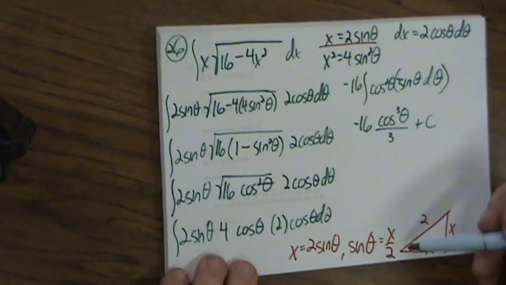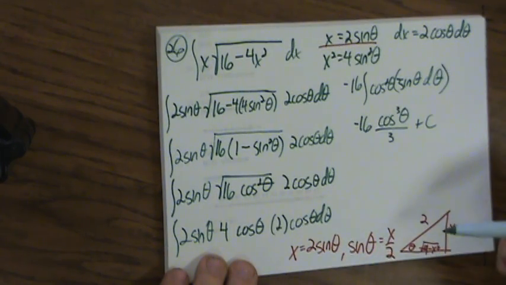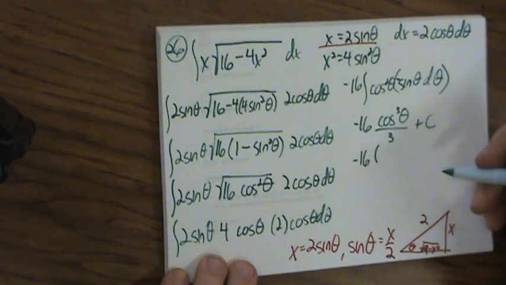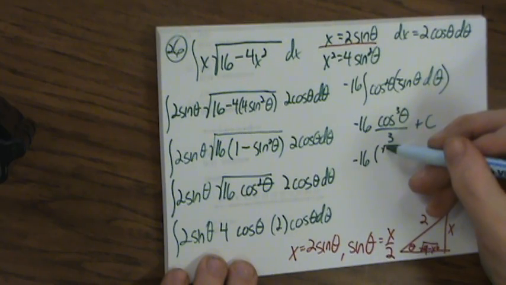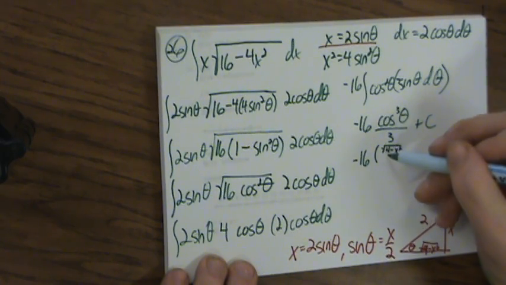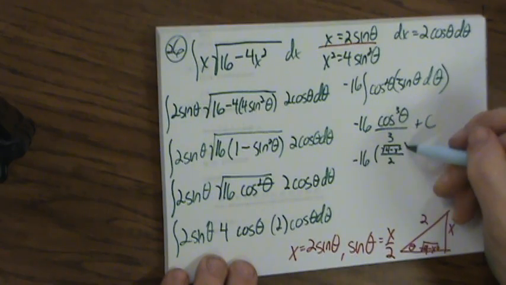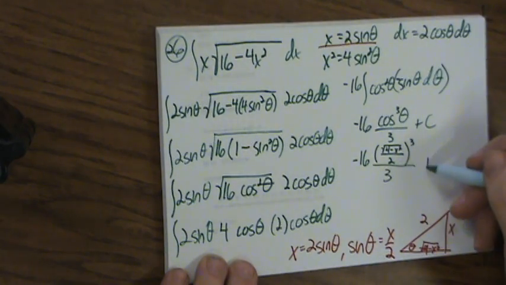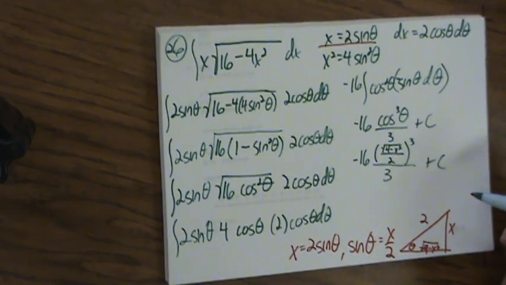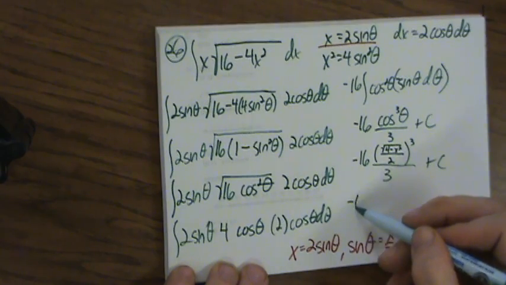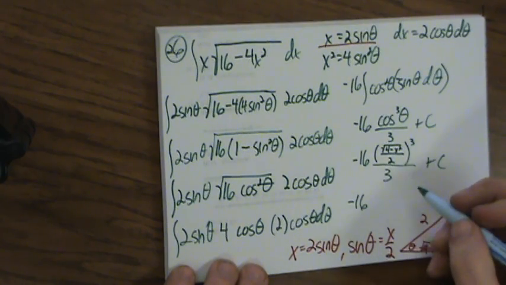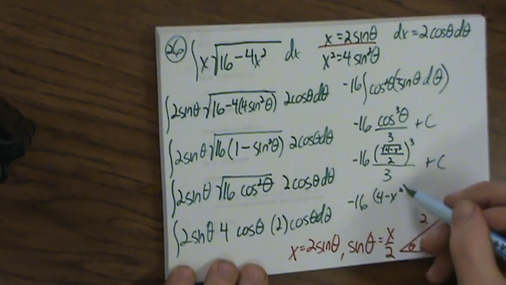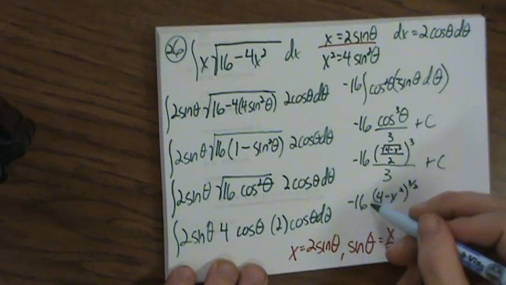So the cosine of this angle is going to be adjacent over hypotenuse. So it's going to be negative 16 times the cosine, which is the square root of 4 minus x squared over 2. We're going to raise that to the third power, and we're going to divide this by 3, and we can add c. So what do we say? Negative 16 times 4 minus x squared to the 3/2 over 8.